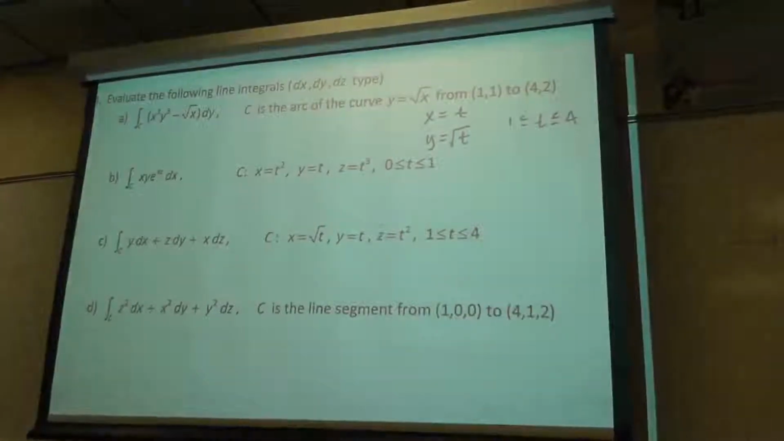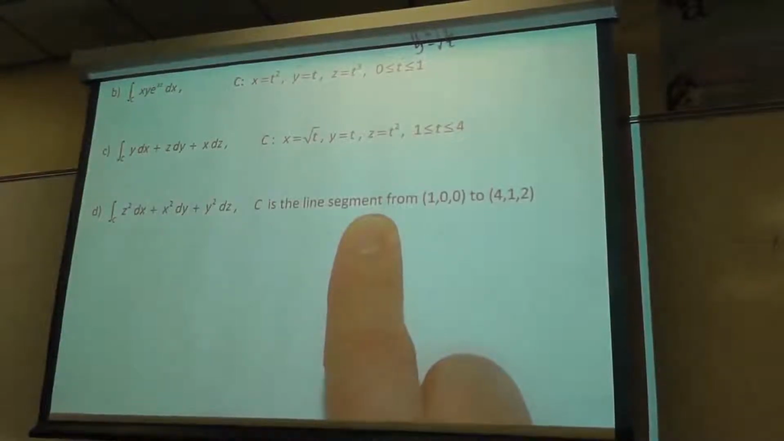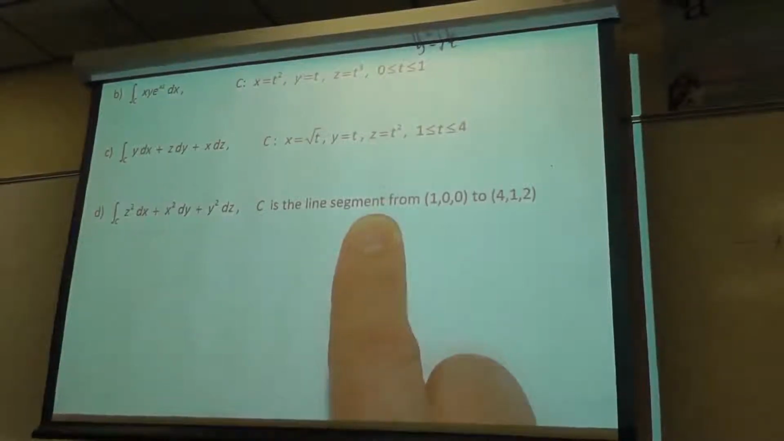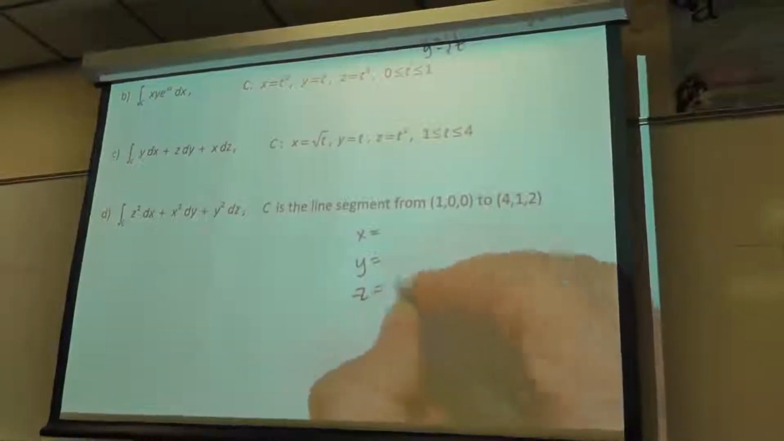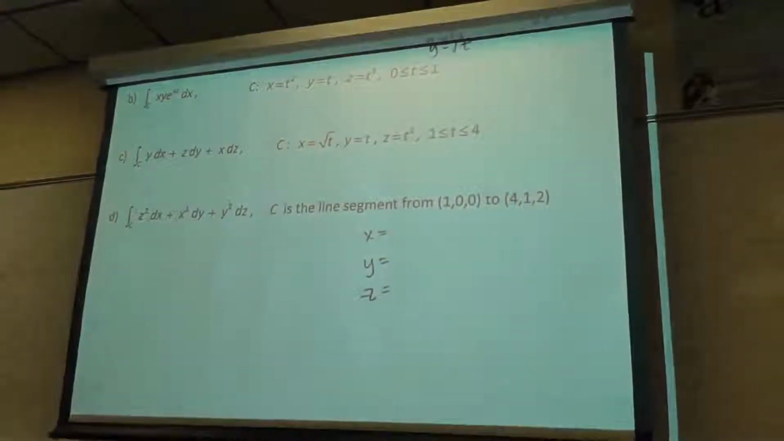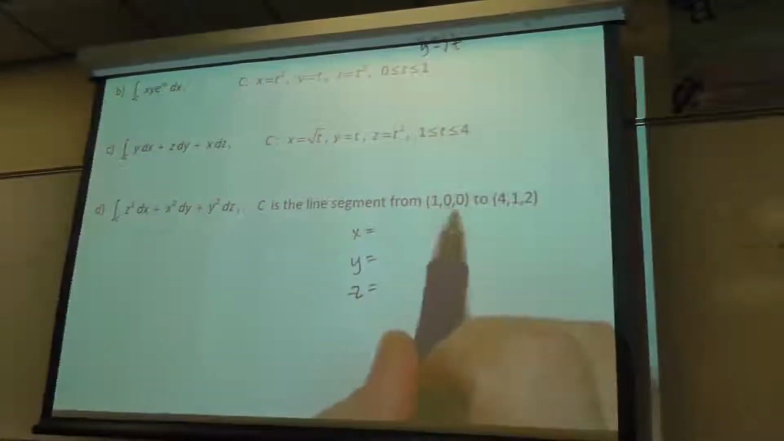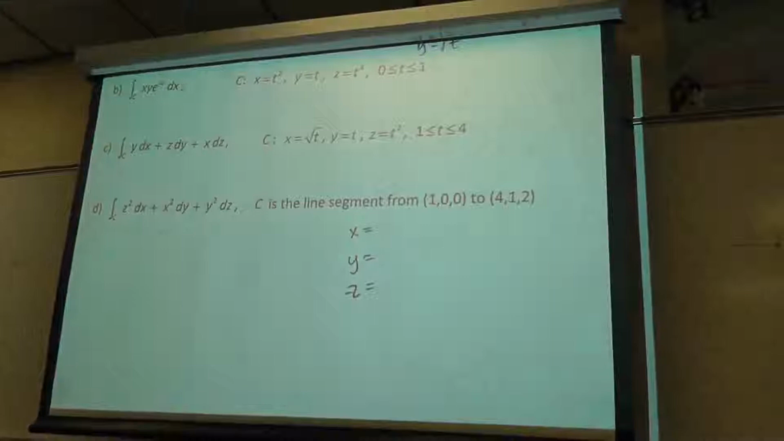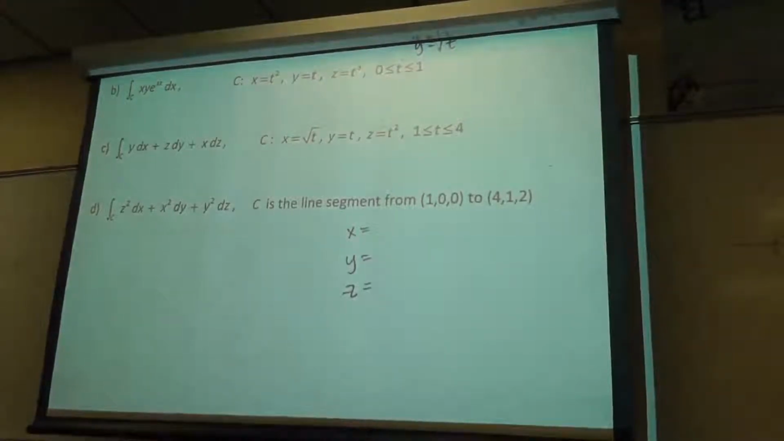How would you parameterize, well, we've done line segments. How would you parameterize this line segment in part D? And again, the prepositions kind of give you another locative. You're going from this point 1, 0, 0 to this point 4, 1, 2. Like 1 to 4, 0 to 1, 0 to 2.